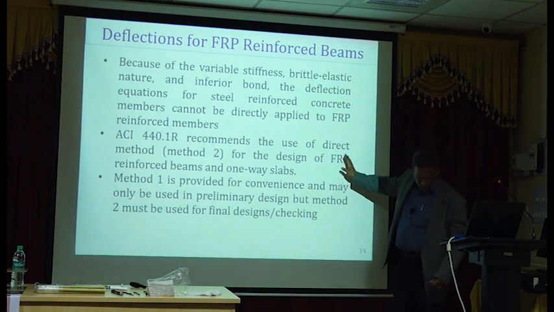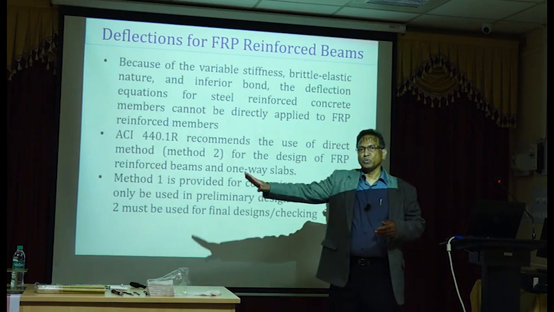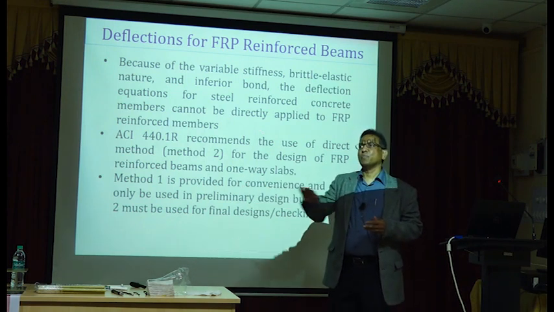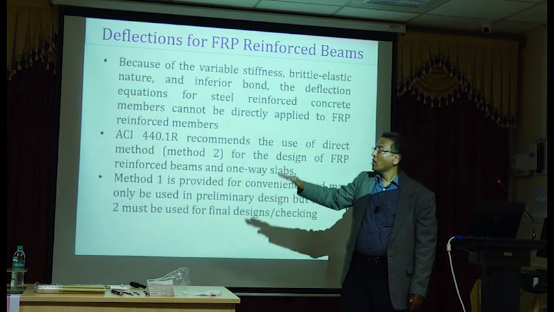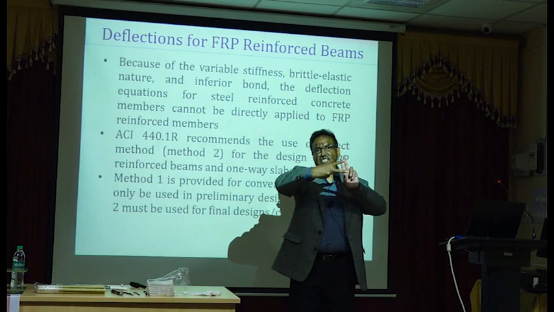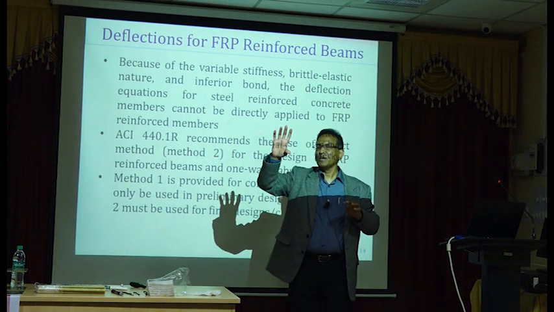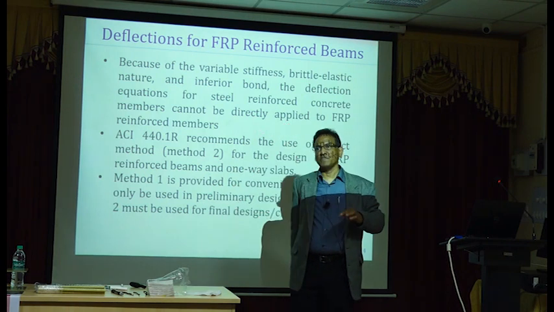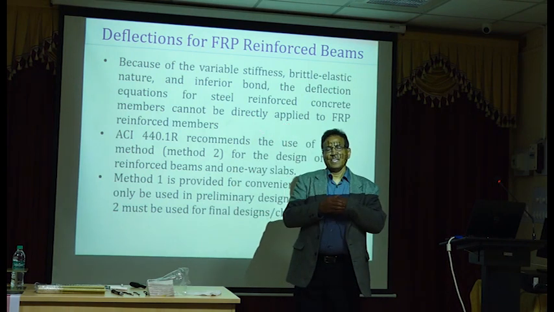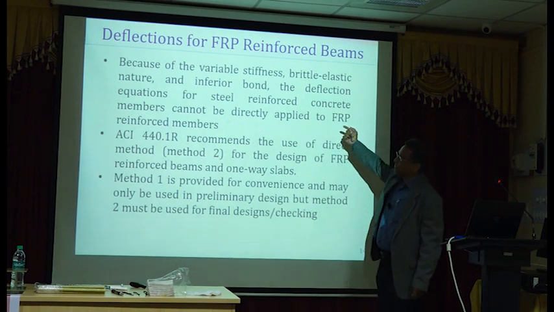The second thing, which is very, very important, is that ACI 440.1R tells you don't use minimum thickness as your basis for deflection control. That means of the two methods we had for steel reinforced concrete beams, one method was satisfying the minimum thickness requirements. That method is not valid for FRP. Okay, so that's an important difference.